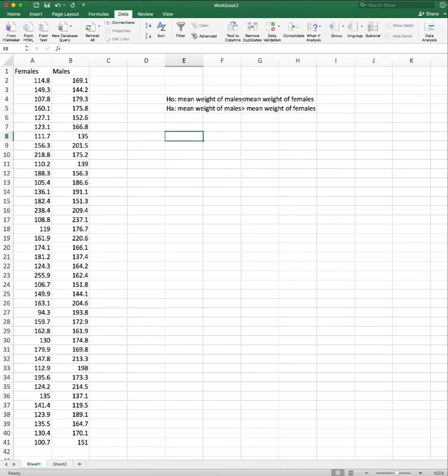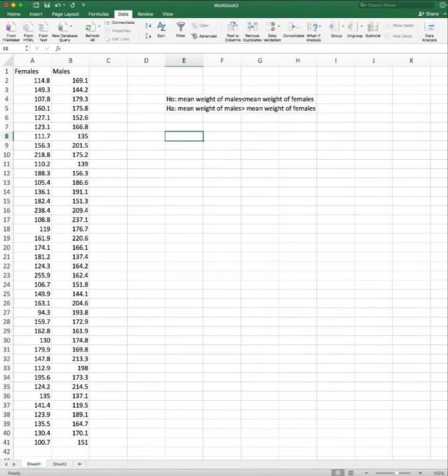We can also use a hypothesis test to compare the means of two groups. In this case, we have a sample of 40 males and 40 females and their weights. I'm going to claim that the mean weight of males is greater than the mean weight of females, which leads to a null hypothesis of the mean weight of males is less than the mean weight of females.